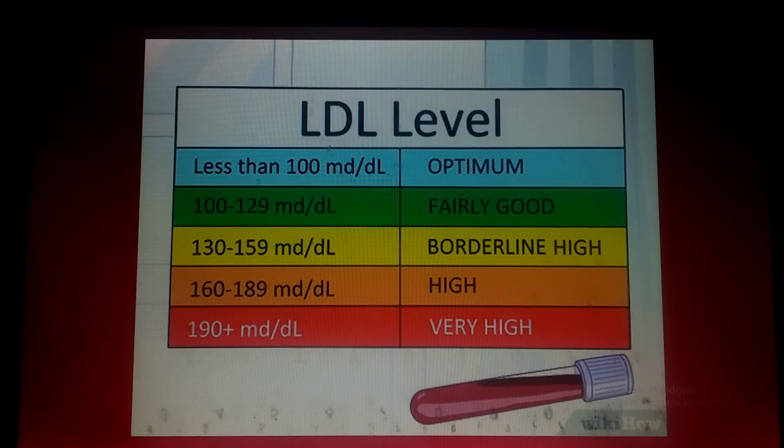Okay. Now, LDL level in your body. Less than 100 mg per dl is the optimum value, and 100 to 129 mg per dl is fairly good, and if it increases to 130 to 159, this is on the borderline. If you have this, you are on the borderline. And if it increases up to 160 to 189, then it is high. And when it increases to 190 plus mg per dl, it is considered very high and very risky. Okay.